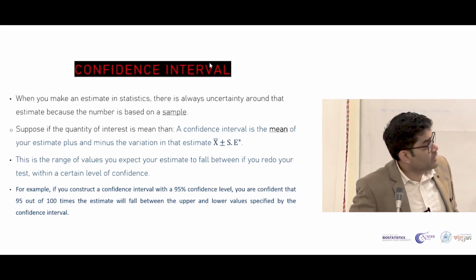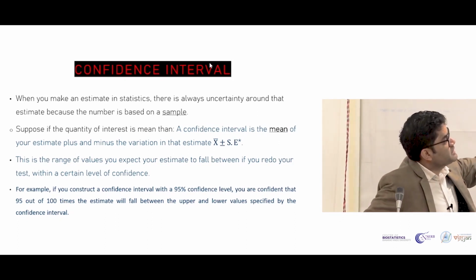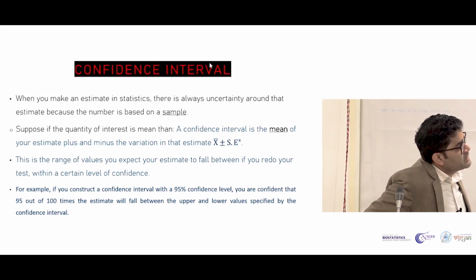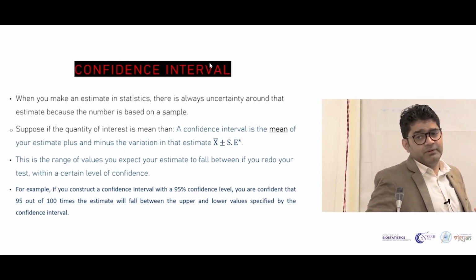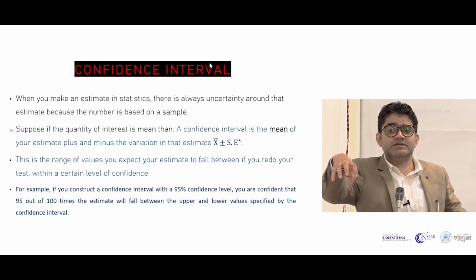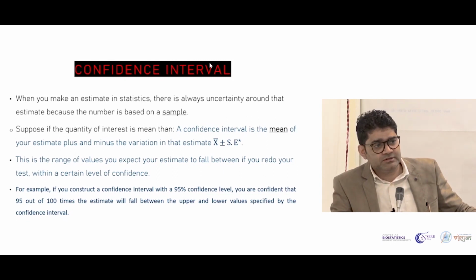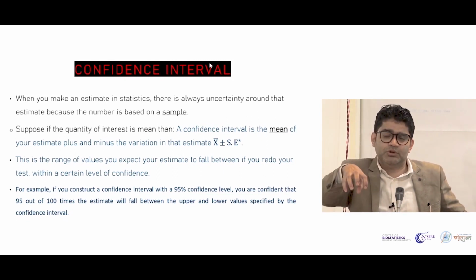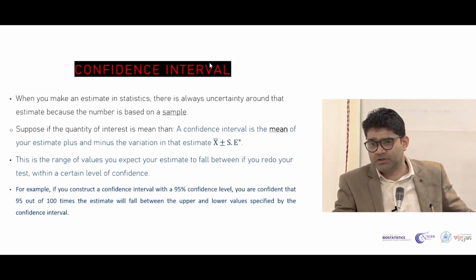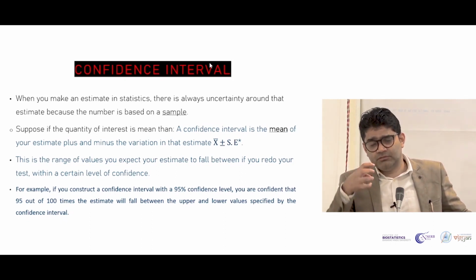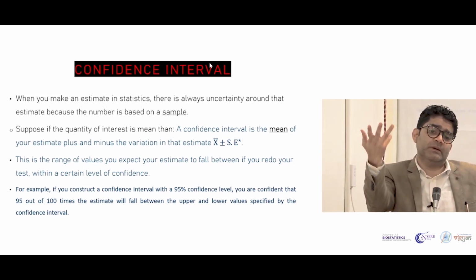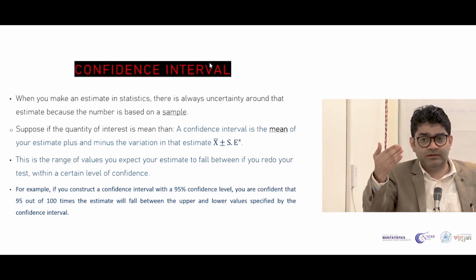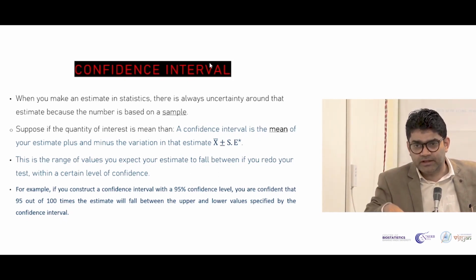What does confidence interval say? When you make an estimate in statistics, there is always uncertainty around that estimate because the number is based on the sample. You are making inference about the population. We all are interested in the population. Whenever you are doing any type of study design, whether RCT or whatever, whatever inference from your sample you would be getting, you would be commenting that in a population this is happening.